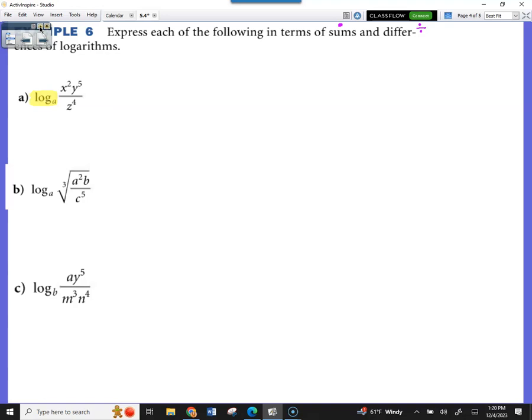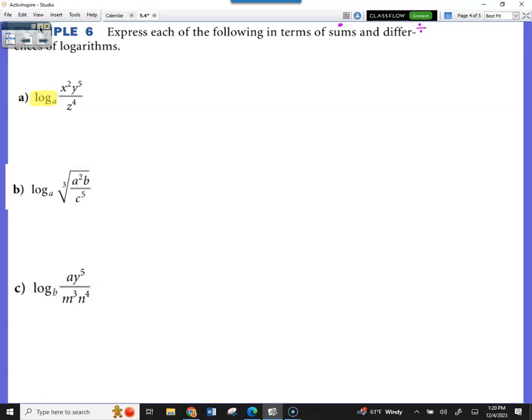How do you know when to stop? You should have no exponents and no multiplication or division. Everything should be just like it says right here, sums and differences, meaning plus and minus signs. Okay? All right. So what do we have first? We have x squared y to the 5th over z to the 4th. What would be the first technique for trying to break that apart?